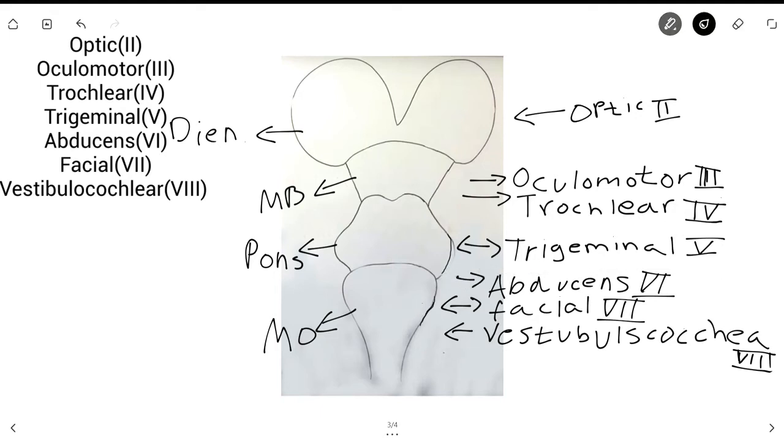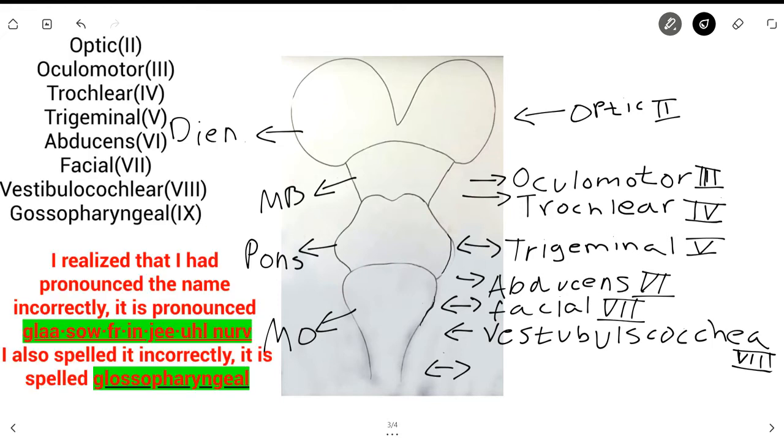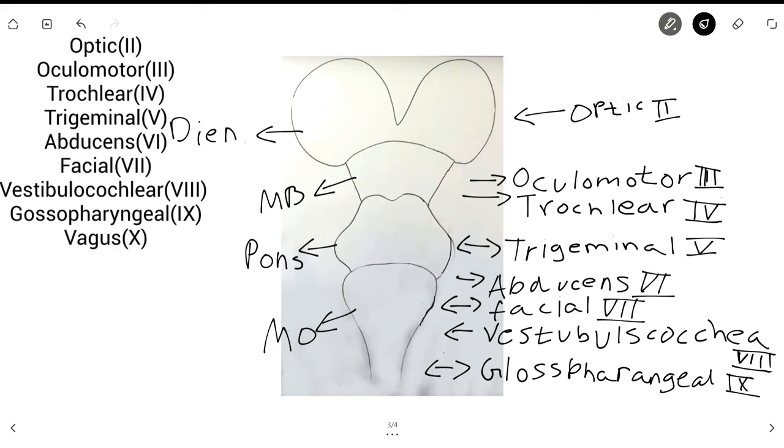So coming into the medulla itself, we have 3 more cranial nerves, and the first one is the glossopharyngeal nerve. So this is cranial nerve number 9, and it's sensory and motor. And then you have your vagus nerve, which is nerve number 10, and it's also a sensory and motor nerve. And finally, we have a motor nerve, which is the hypoglossal nerve, which is nerve number 12.